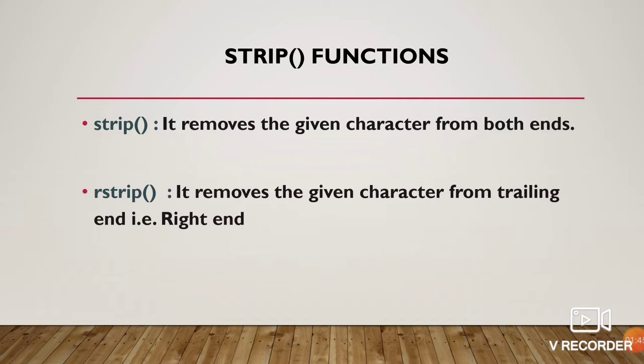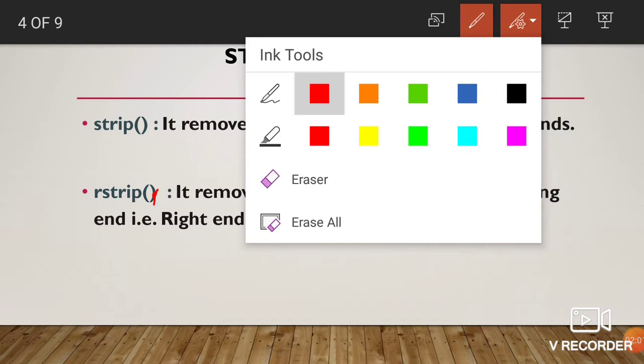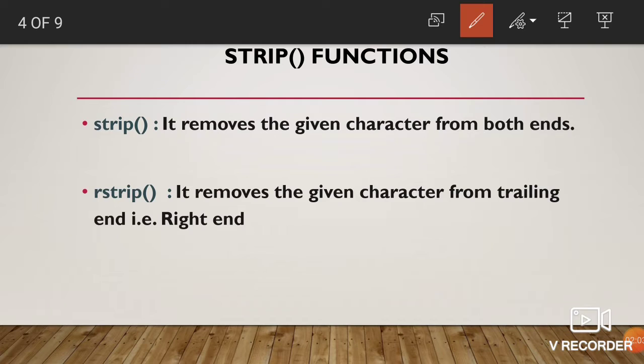Next is rstrip. It removes the given character from the trailing end, that is the right end. Whatever character you give in the rstrip method, for example this is a space, now this is a blank space, rstrip.